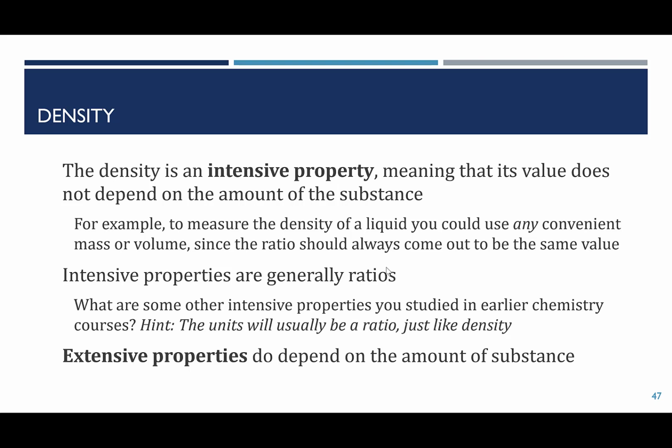Now, extensive properties do depend on the amount of the substance. So, for example, the mass of a substance is extensive. You can have a different amount, and the mass changes. It will take up a different amount of space depending on the amount of it as well.